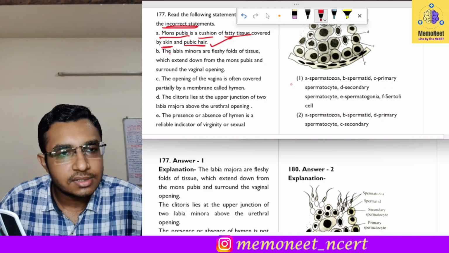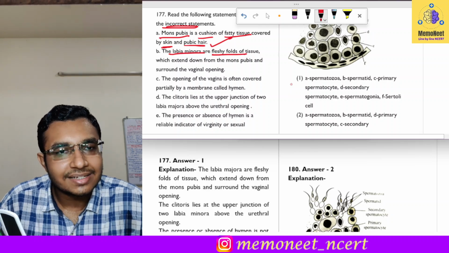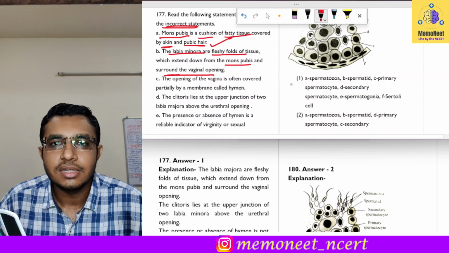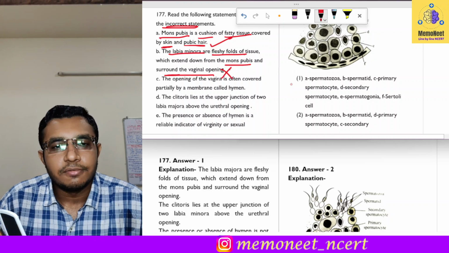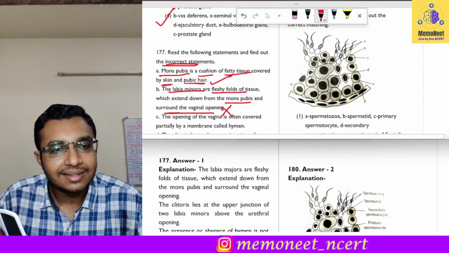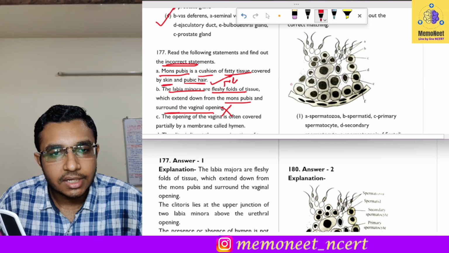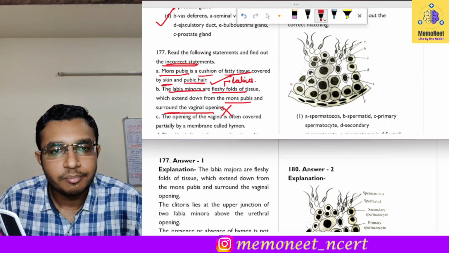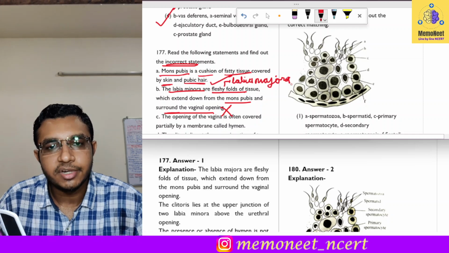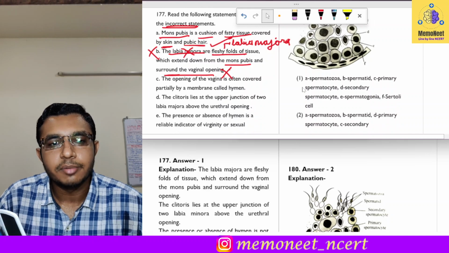Next statement is the labia minora are the fleshy folds of tissue which extend down from the mons pubis and surround the vaginal opening. So is this statement correct? No. See, the fleshy folds of tissue which extend from the mons pubis and surround the vaginal opening, these are the labia majora. But in the statement it is given labia minora, so this statement is incorrect. Okay, statement B is incorrect.